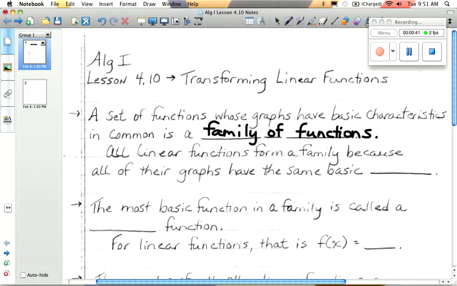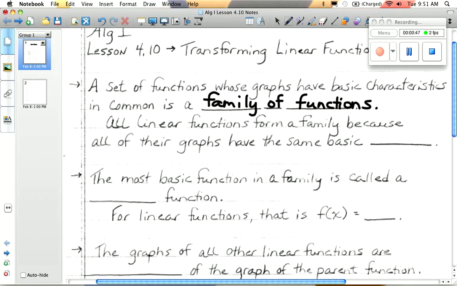Well, all linear functions form a family because all of their graphs have the same basic shape. Yeah, shape is what we're going to fill that blank in with. Or graph, we could say, either one. Okay, so same basic shape, same basic graph. In other words, when you're done graphing a linear function, they all have a straight line, don't they?